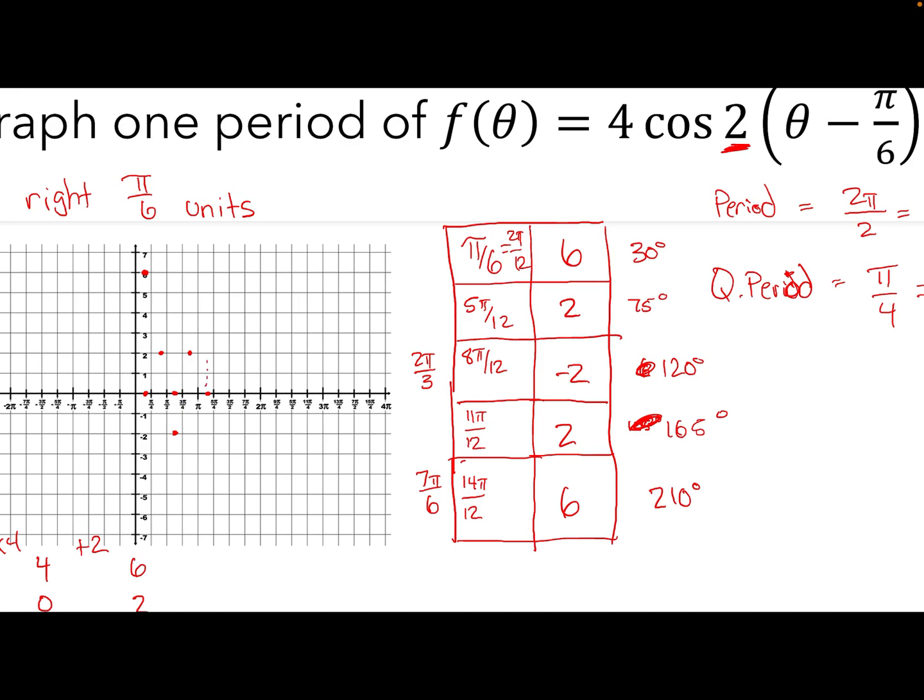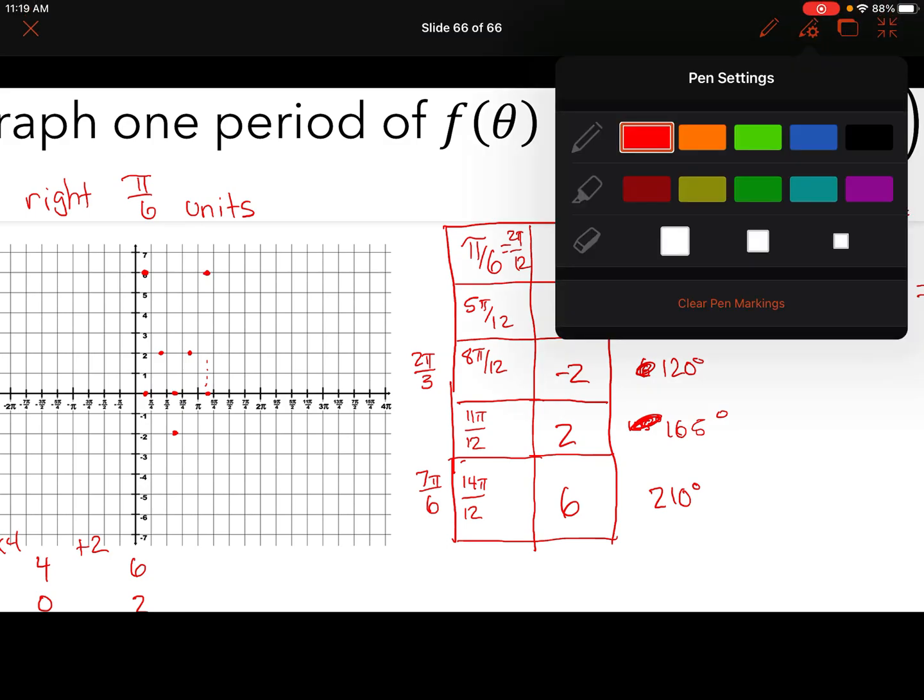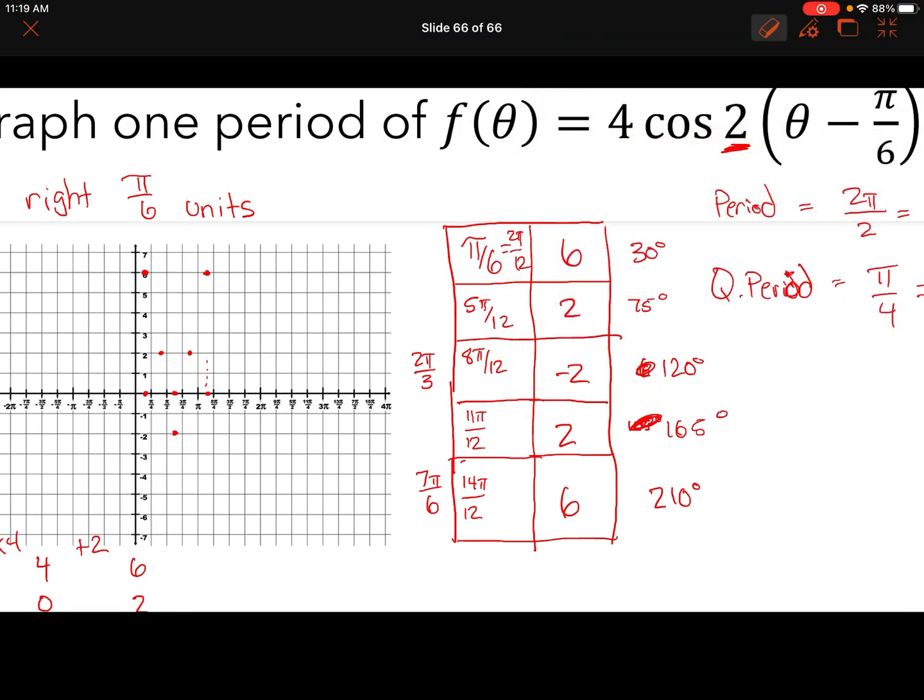And then at 7 pi over 6, we already have a ghost point that we're going to put up here. So now what we can do is take these values off the x-axis because they don't actually belong on that graph.